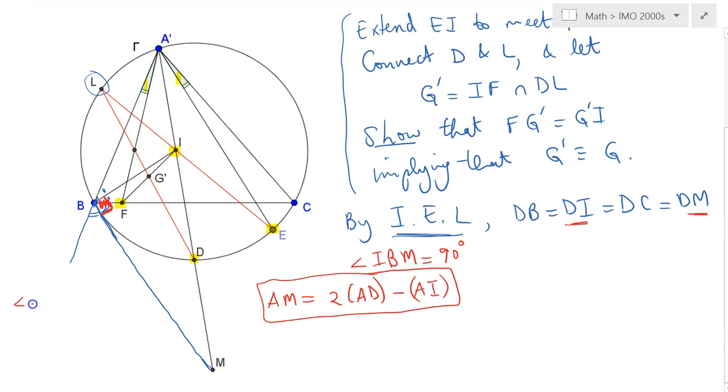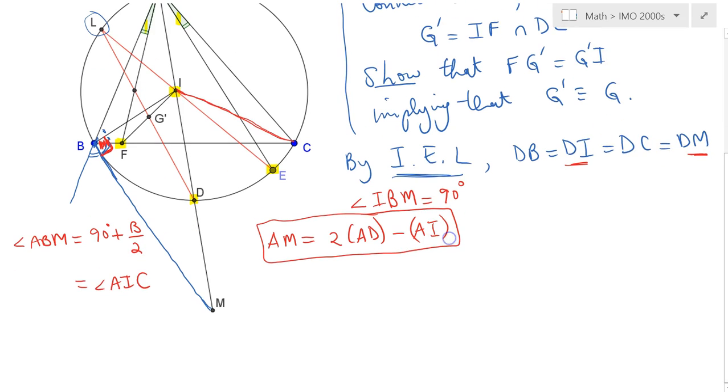Secondly, let me write that down here. Angle ABM, I think it's clear, is equal to 90 degrees plus angle B over 2. But there's another angle which measures this, and that's exactly angle AIC. I hope this one is also clear, because angle CAI is A over 2, and similarly ACI is C over 2. Therefore it is 180 minus A over 2 minus C over 2. So if I draw this new line here, let's write that down.